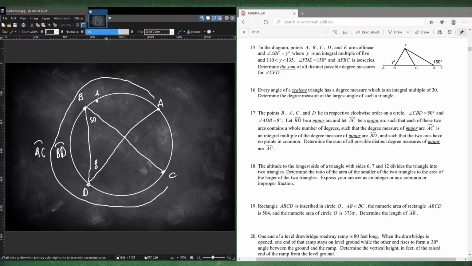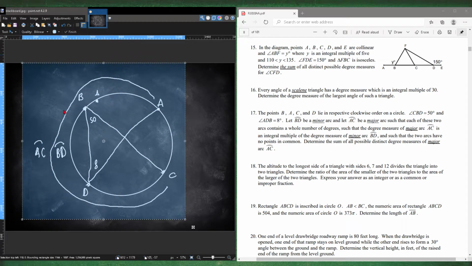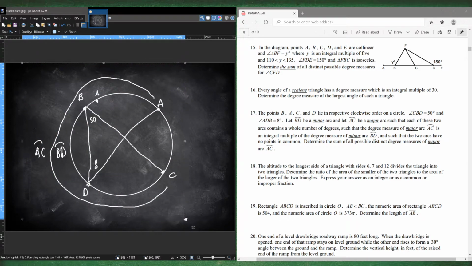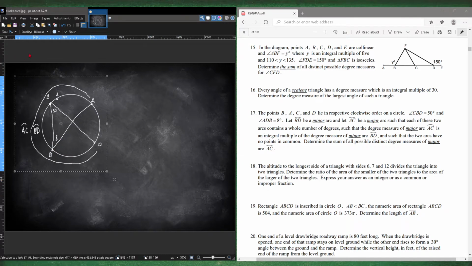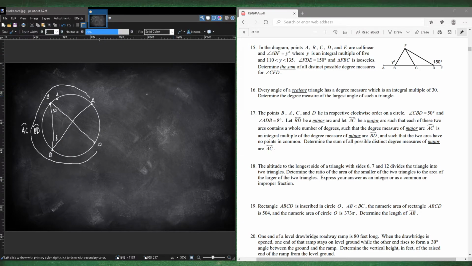And we also know that AC, the major arc, is an integral multiple of BD. Okay, so let's redraw this. I'm just going to make this smaller because I had to look at it to modify it. So we have a big circle, and we have B and D, and we have now A and C.